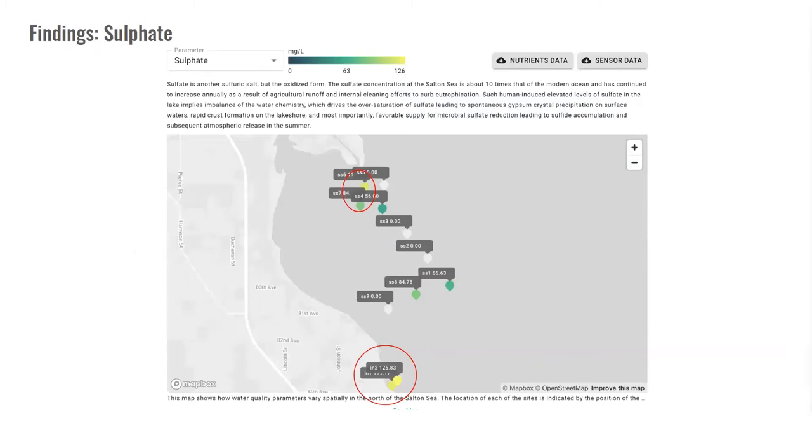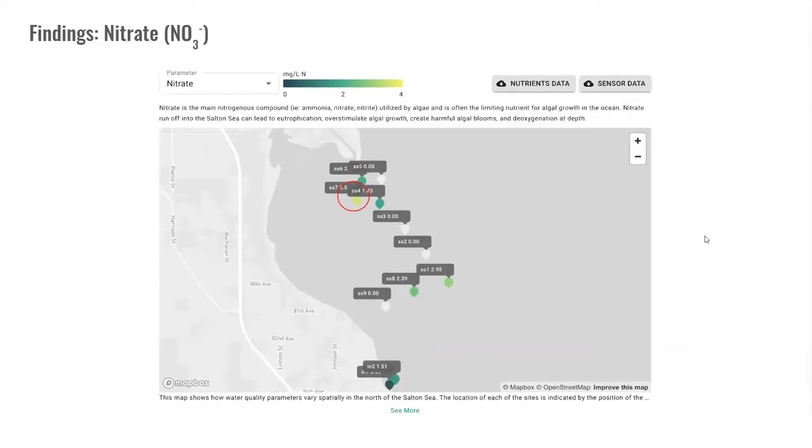When we examine sulfate, nitrate, and chlorophyll spatially, what do we see? For sulfate, we see a higher concentration within station 6, station 5, inlet 1, and inlet 2. And these stations are actually within close proximity to agricultural runoffs. Next slide, please. When we examine nitrate, we see higher concentrations within SS7, which is also in close proximity to agriculture runoff.